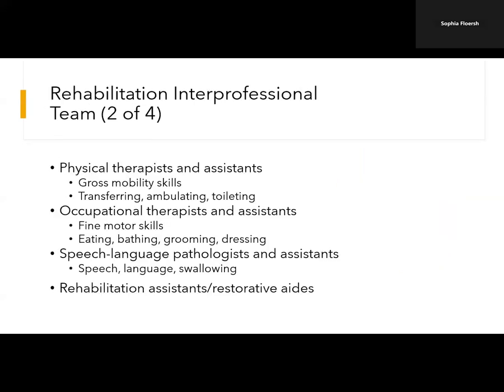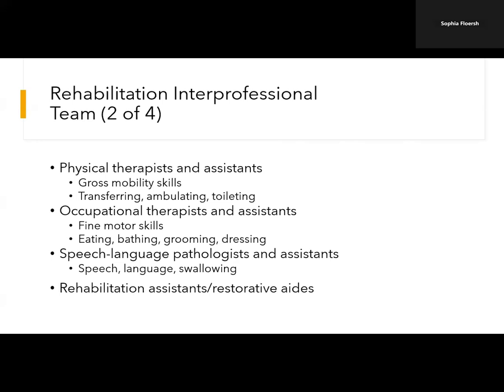Then you also have physical therapists, occupational therapists, speech and language pathologists, rehabilitation assistants, restorative aides. Sometimes these assistants can be somebody who just has the patient walk around and helps them do those kinds of things. What I will say is make sure that you know the difference between all of these different types of interprofessional team members. What does a physical therapist do? What is the point of a physical therapist?